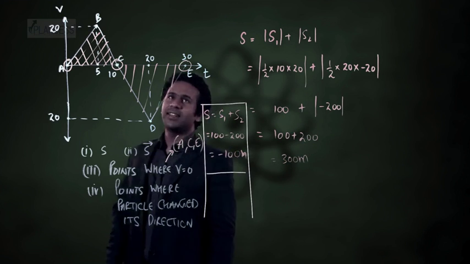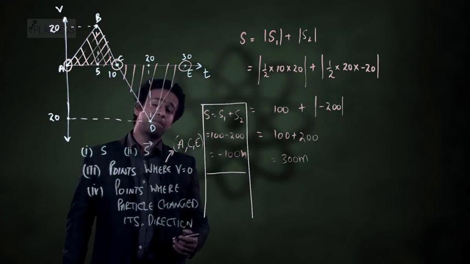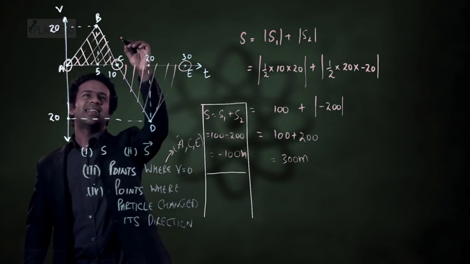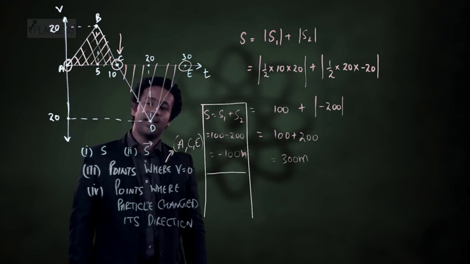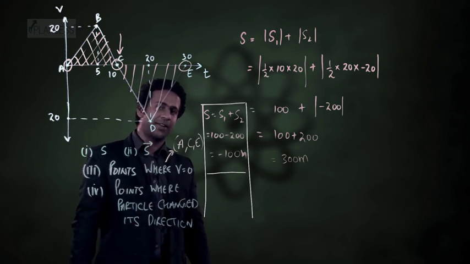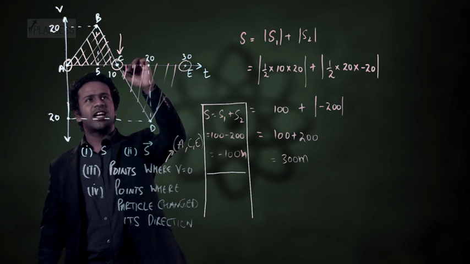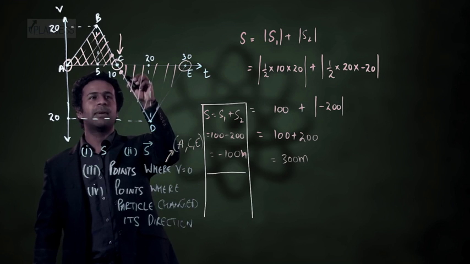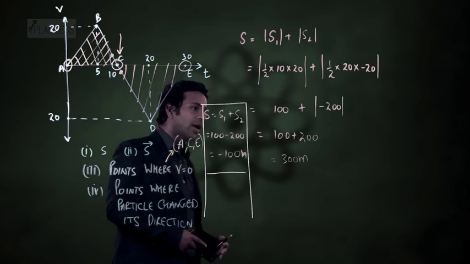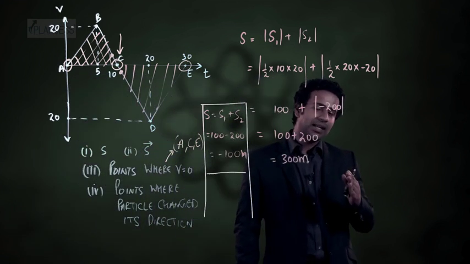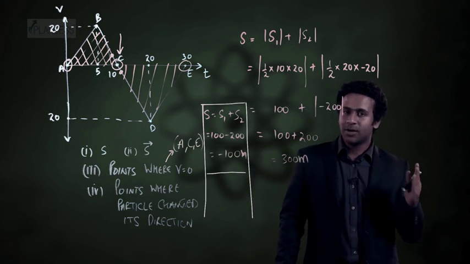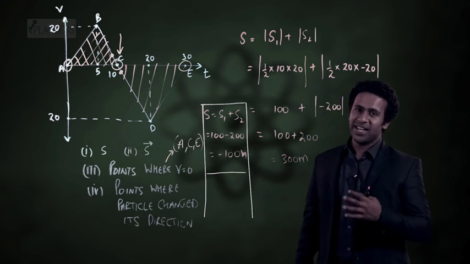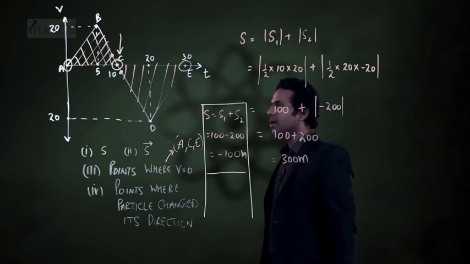Well, these points are nothing other than A, C and E, but there is no motion before A or after E. So we can say that C is such a point where velocity changed its sign. You can see from the graph that just before C, velocity was positive, and just after C, velocity became negative. So at C, what happened was that the particle came to rest and then started moving backwards. So C is the point where this particle changed its direction, right?